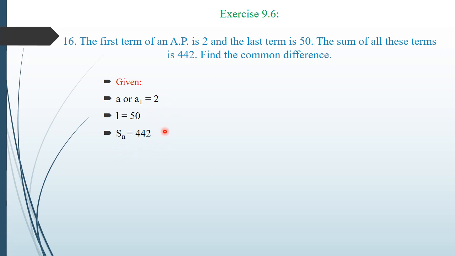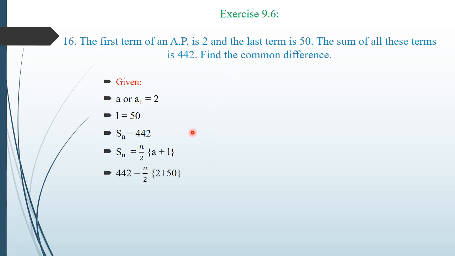But one thing we do not know here is where this last term is located. That is, the n value for this last term we do not know. That we'll be calculating. First, we'll apply this formula, that is Sn equal to n by 2 into a plus l, because we need to calculate n here first, because we have the first term, we have the last term, we have the Sn value, but we do not have the n value here. If I calculate this n value, that will be useful to calculate the common difference.